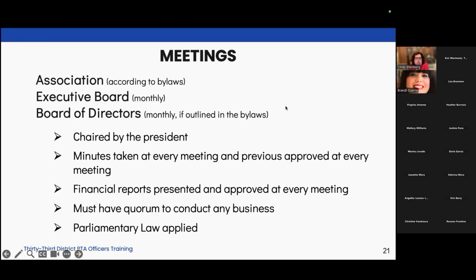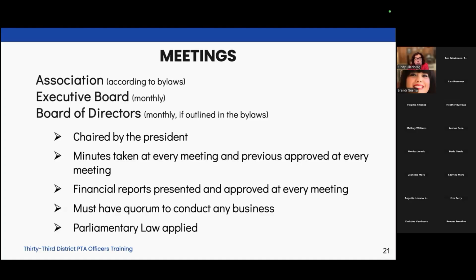Meetings, as we said, there's an association meeting. The executive board meetings are monthly. And sometimes there are board of directors that is a subset of the executive board. It would be outlined in your bylaws if you had them. Units typically do not have board of directors. Councils typically do. And they also have their meetings monthly. These meetings are chaired by the president. Minutes must be taken at every meeting, and the previous minutes approved at every meeting.